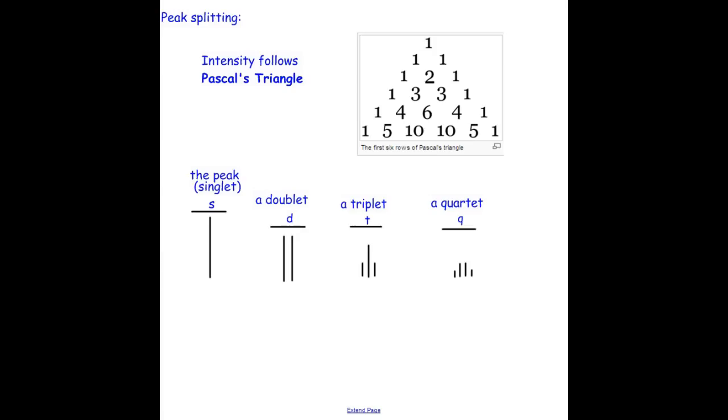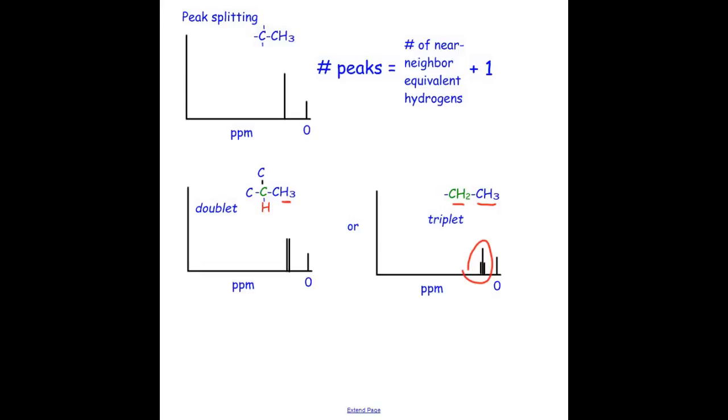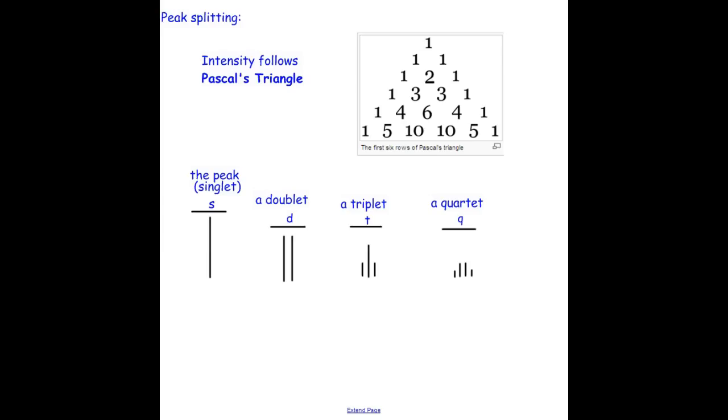And the intensity, you saw that if there's 2 peaks, they're equal height. If there's 3 peaks, it's in a 1 to 2 to 1 ratio. They follow Pascal's triangle. So you have a single peak, or 2 peaks of equal height, or a 1-to-1 ratio, or a 1-3-3-1 ratio, or a 1-4-6-4-1 ratio. And we're going to be approximate when we're sketching these. We're not going to draw them exactly.